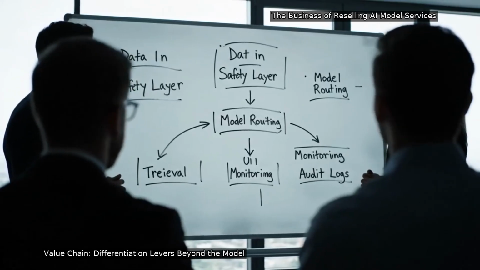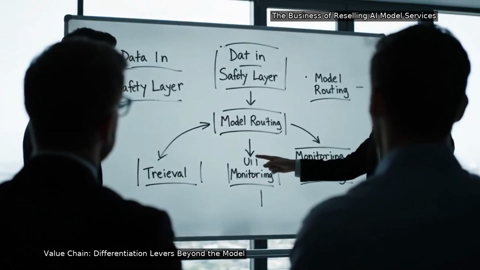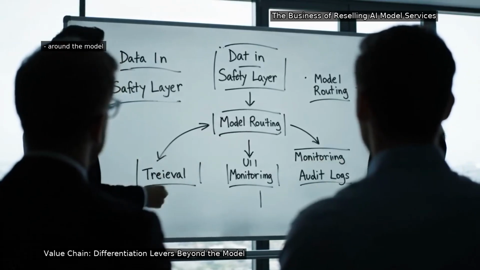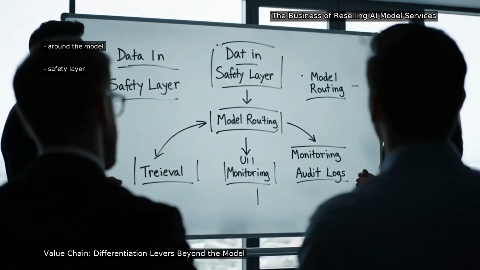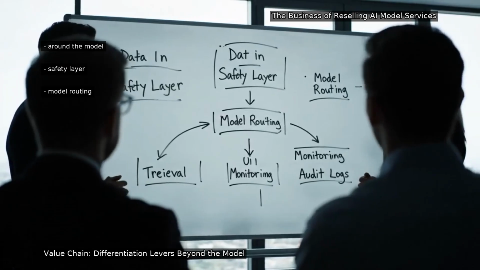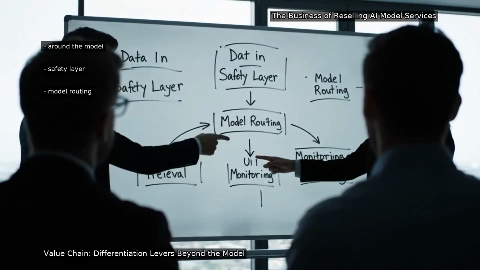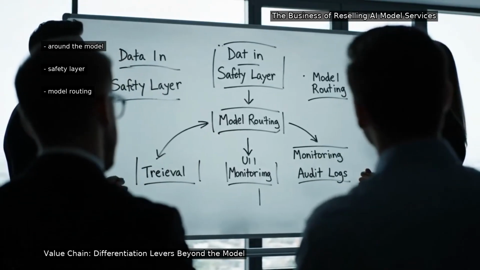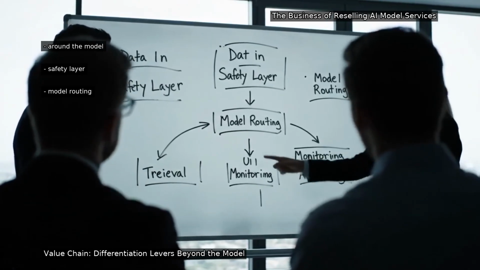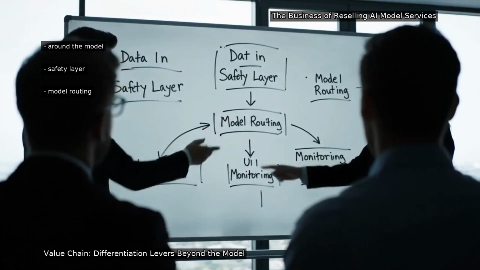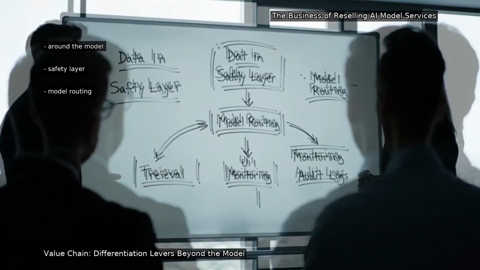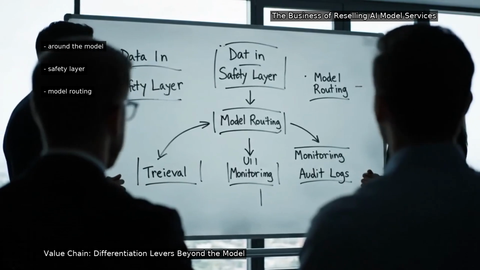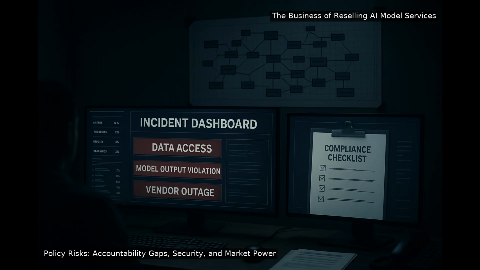Differentiation often happens outside the core model. On the value chain, focus on what's built around the model. A safety layer aligned to sector rules, model routing for resilience across vendors, and retrieval that grounds answers in approved documents. Add monitoring and audit logs to detect drift, misuse, or policy violations. These components define where audits can occur, where failures originate, and whether switching costs lock an agency into a single intermediary. Reselling also introduces policy risks.